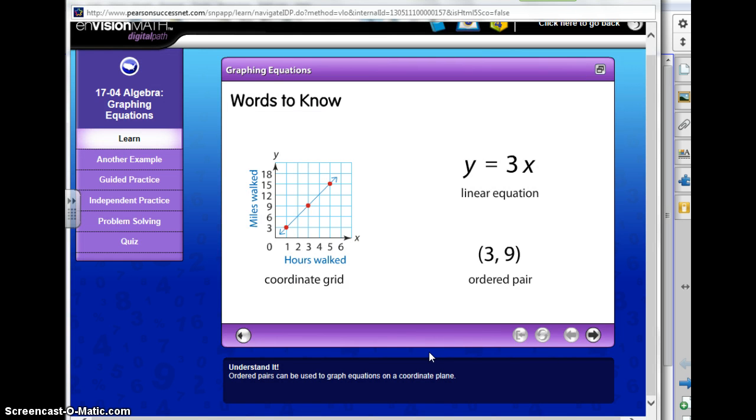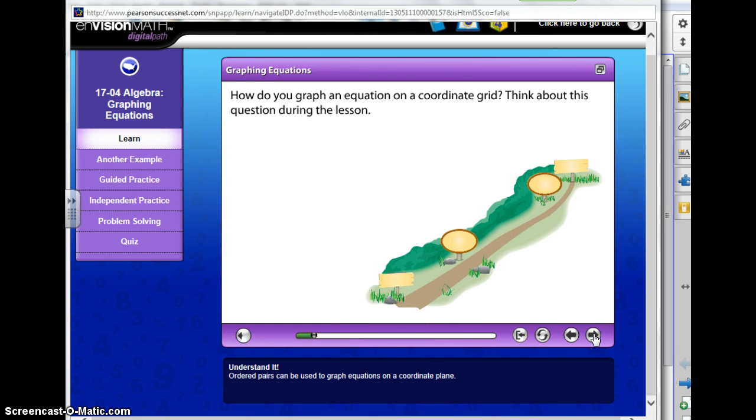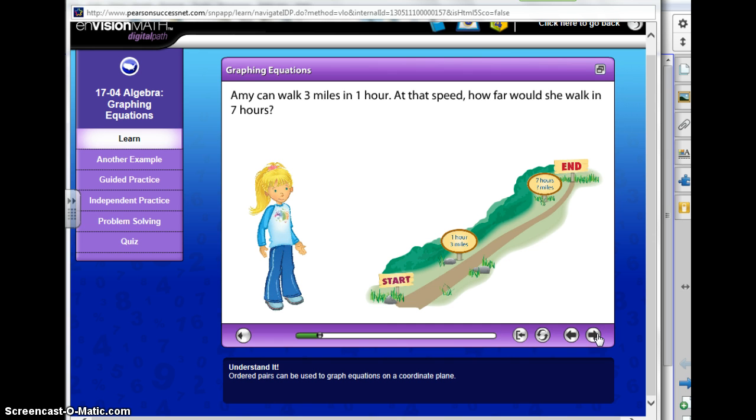Okay, so today it's important for you to know how to graph those ordered pairs, Darius. And it's also important to know how to solve a linear equation, which is an equation like we've done in the past, nothing too different. So how do we graph an equation on a coordinate grid? Well, this girl, she can walk 3 miles in 1 hour. Now, if she goes that speed, how far could she walk in 7 hours?